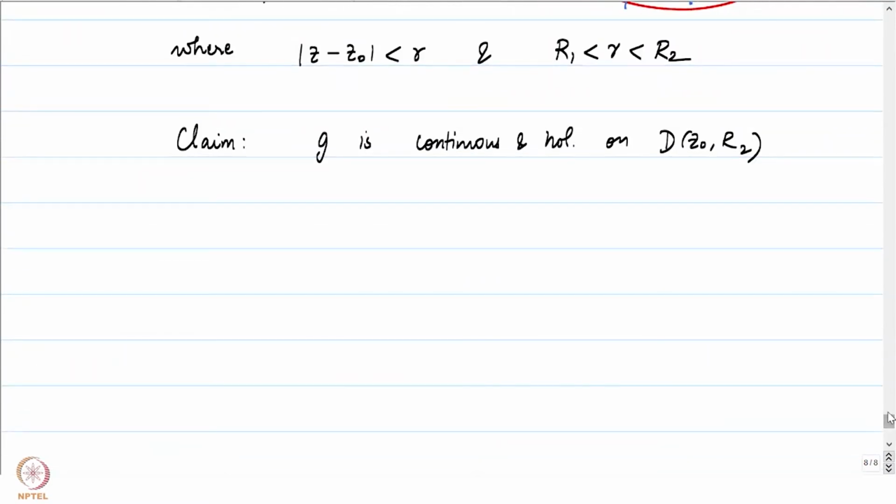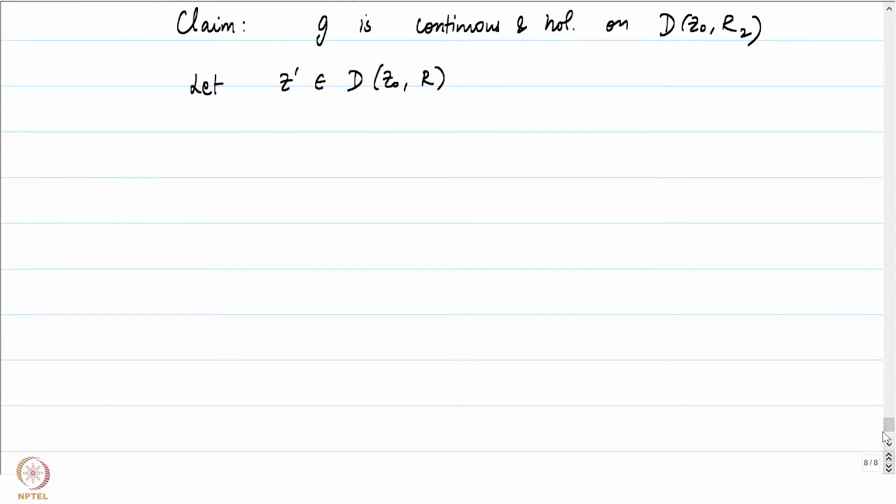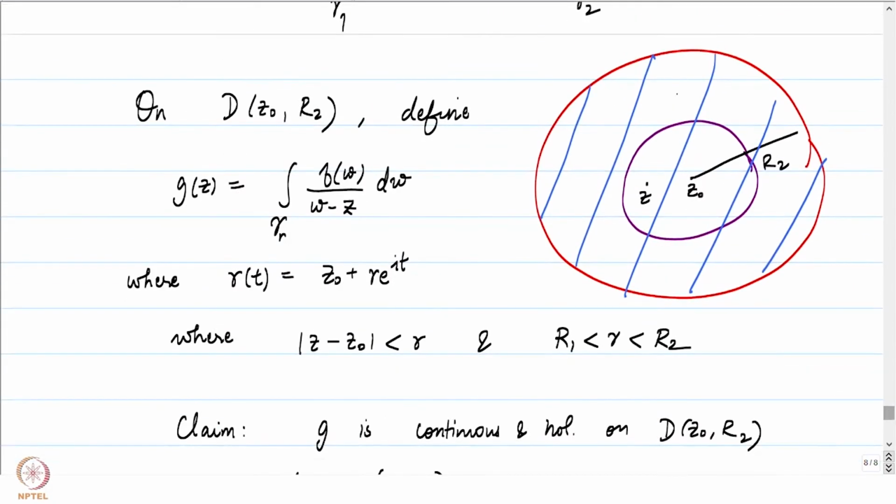So, the first check is to see that g is indeed continuous. So, let z prime be some point in D(z0, R2), and then let us look at what happens when we approach z. So, what is going to be g of z minus g of z prime? Again, let me draw a picture. Suppose this is our z here, z prime here. Take a small neighborhood such that this is contained here, and let R be some circle of this type.